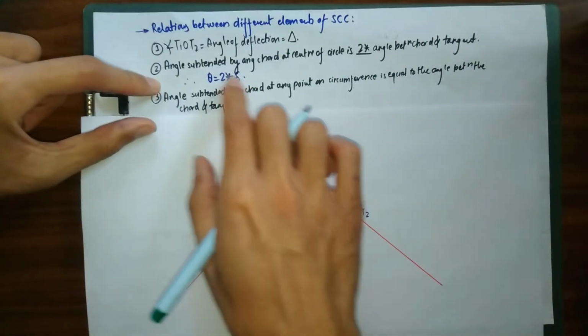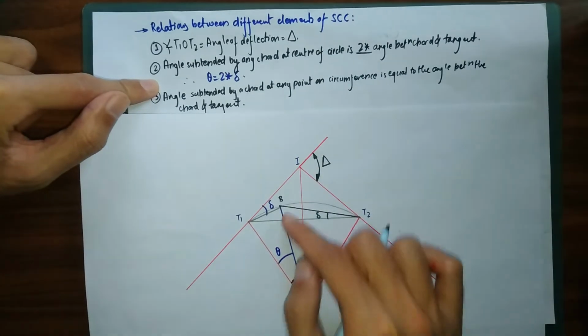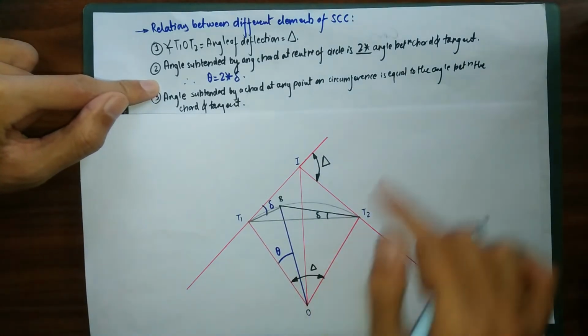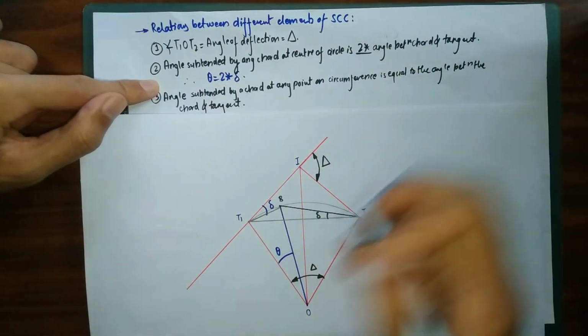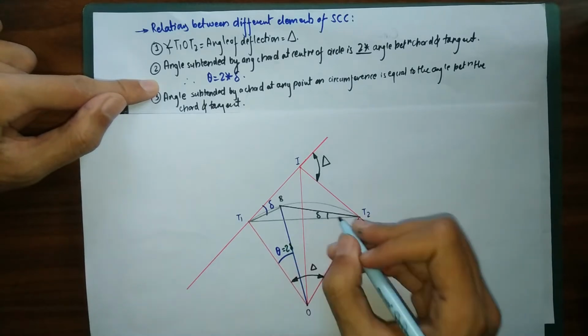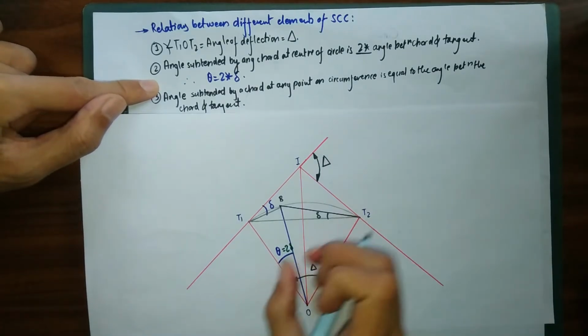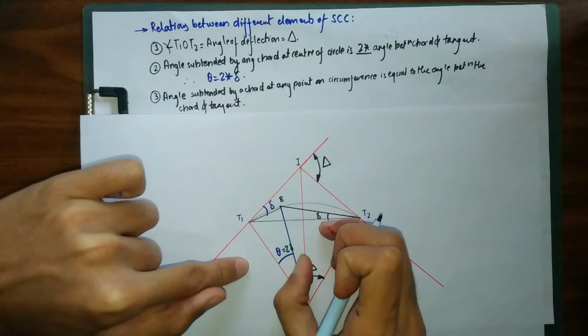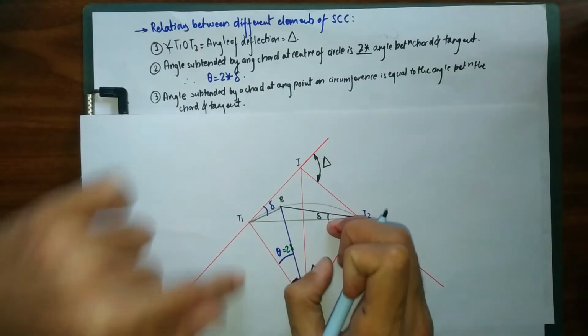What our second property says is that the angle subtended by any chord at the center is equal to twice the angle between chord and tangent. So this is going to be 2 del. So this angle is going to be simply half of this angle from our property 2. So this is simply going to be equal to del.